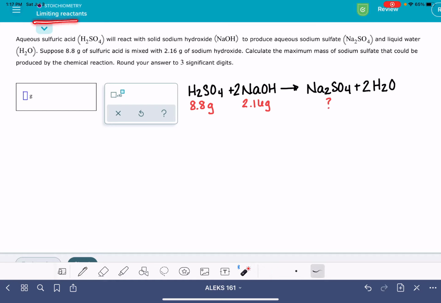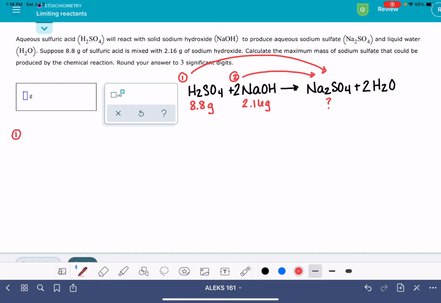So this is a limiting reactant problem, meaning that either the sulfuric acid is going to be controlling our mass of sodium sulfate or the sodium hydroxide is going to control the mass of sodium sulfate. We don't know which one it is, and the only way to figure it out is to do 2 calculations. So we have to do 1 calculation for the sulfuric acid to figure out how much sodium sulfate can be made, and then we need to do a second calculation for sodium hydroxide to figure out how much it can make, and then we'll compare those 2 numbers.